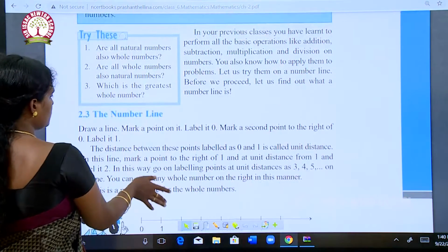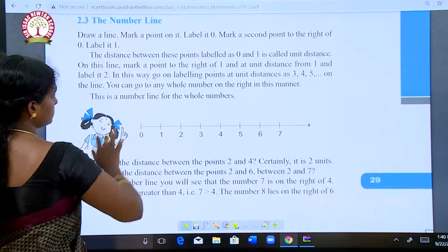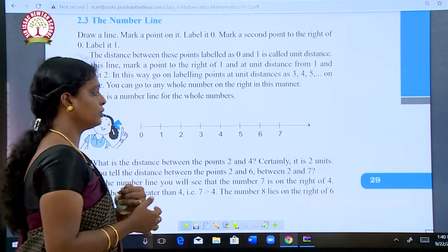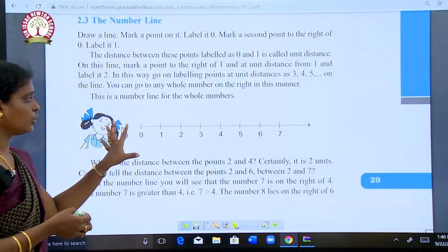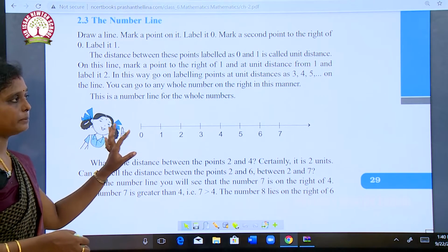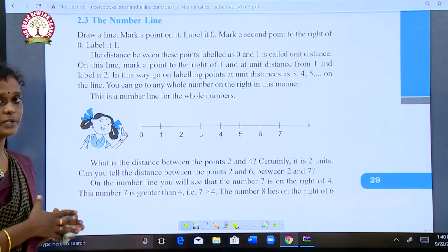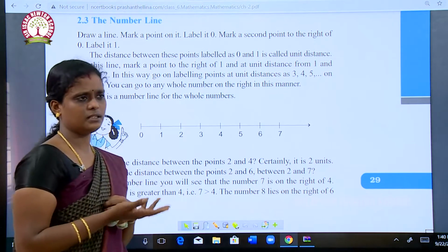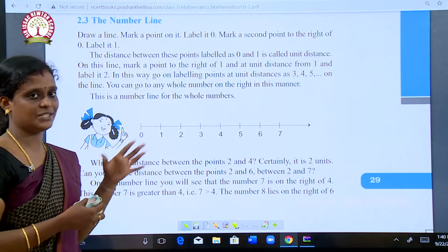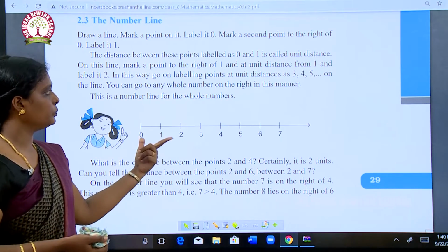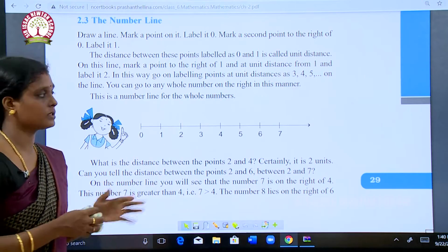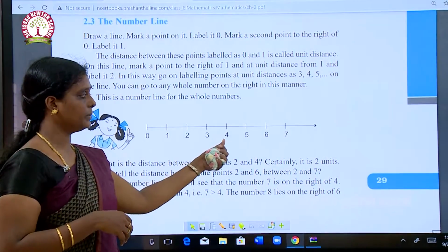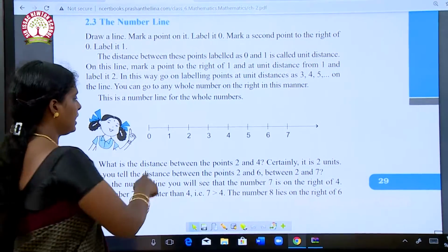So the next one is the number line. I hope you all know this. This is a normal number line. If you are writing the number line for integers, it will be totally different. In your next year you will discuss the integers number line, but here we are writing it for the whole numbers.